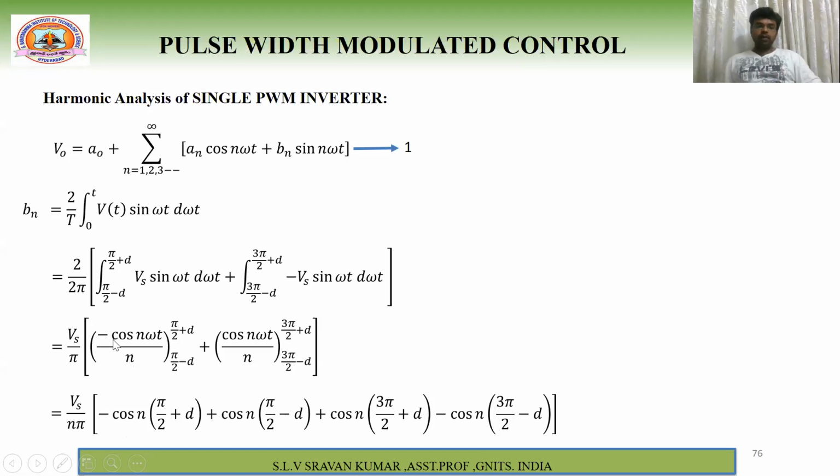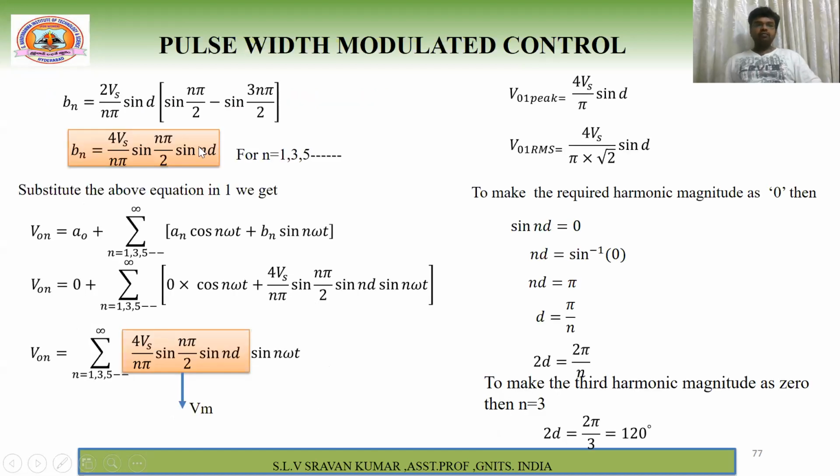So then minus of cos n, first limits pi by 2 plus d, minus of minus plus cos n of pi by 2 minus d, plus cos of n into upper limit 3 pi by 2 plus d minus cos of n into 3 pi by 2 minus d. Right. If we simplify, finally what you will get is this one. Bn is equal to 4Vs by n pi sine n pi by 2 into sine nd.